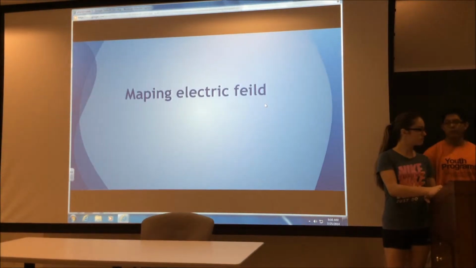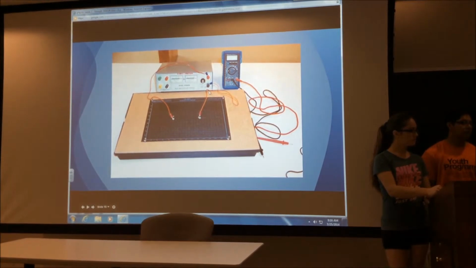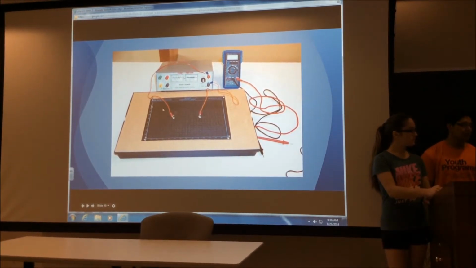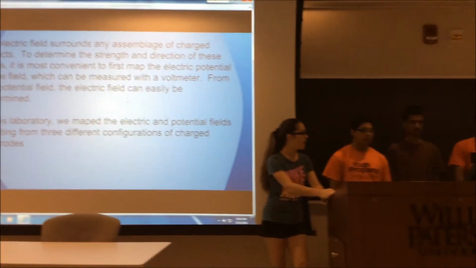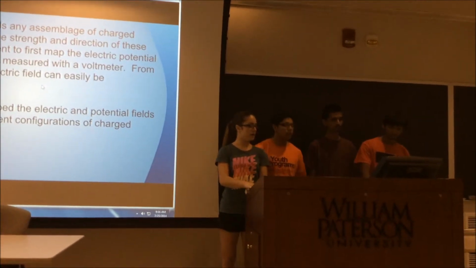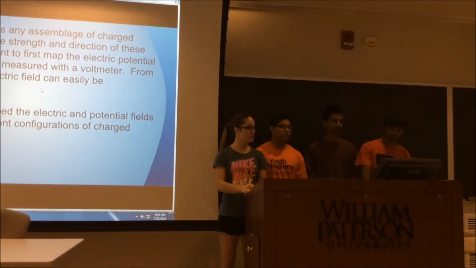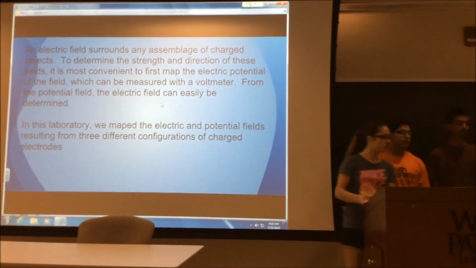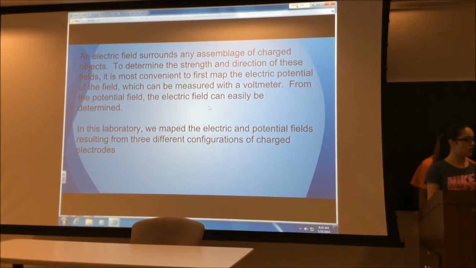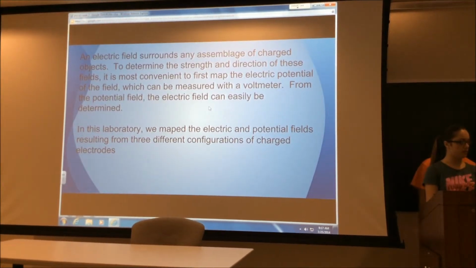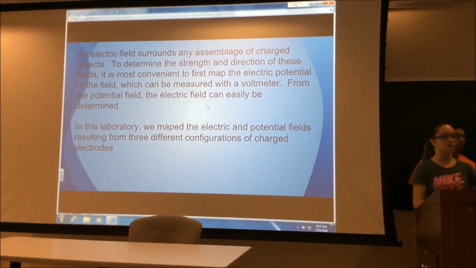The second activity we did was mapping an electric field. This is the machine, well, this is similar to the machine we used, right here. An electric field surrounds any assemblage of charged objects. To determine the strength and direction of these fields, it is most convenient to first map the electric potential of the field, which can be measured with a voltmeter. From the potential field, the electric field can easily be determined.